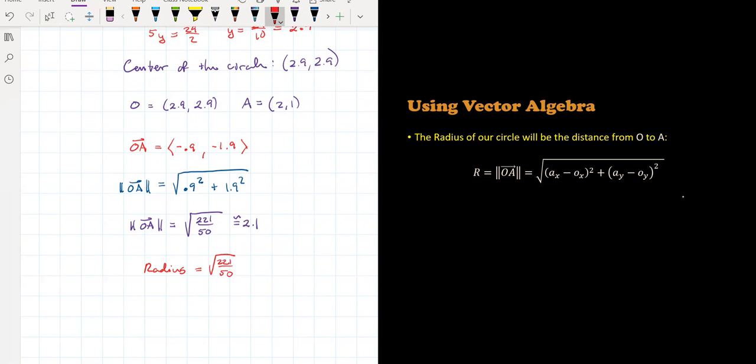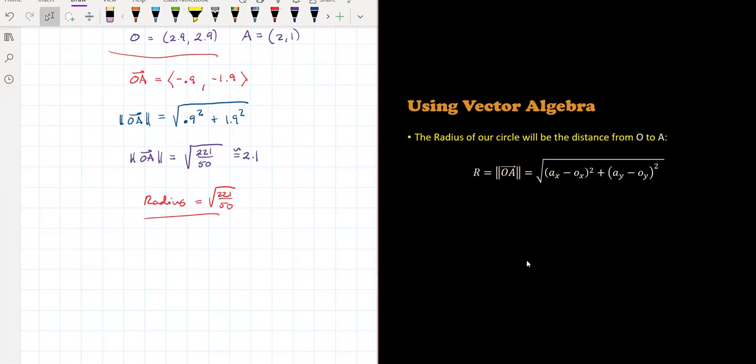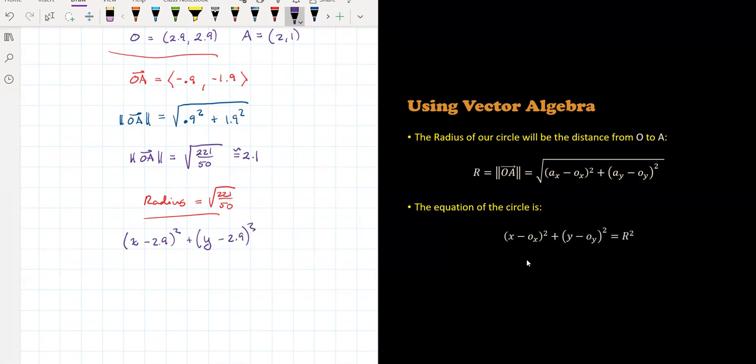Cool. So we have our center, that's point O, and we have our radius. And if we have our center and our radius, we can get the equation of the circle: x minus the x coordinate of the center, squared, plus y minus the y coordinate of the center, squared, equals the radius squared. That's why I had the radius written as a square root, because I'm just going to square it when I write out the equation of the circle. So the equation of the circle is (x minus 2.9) squared plus (y minus 2.9) squared equals 221 over 50.